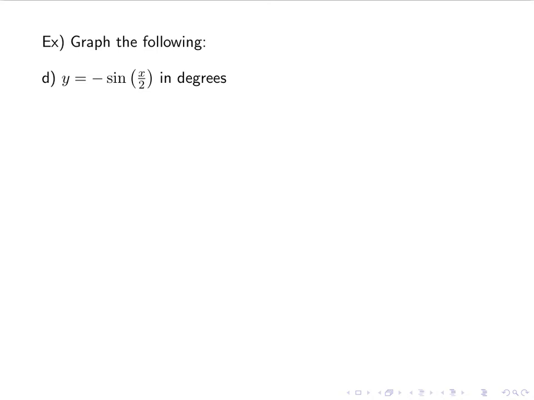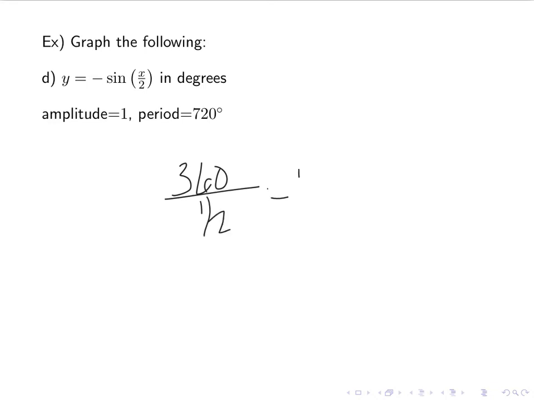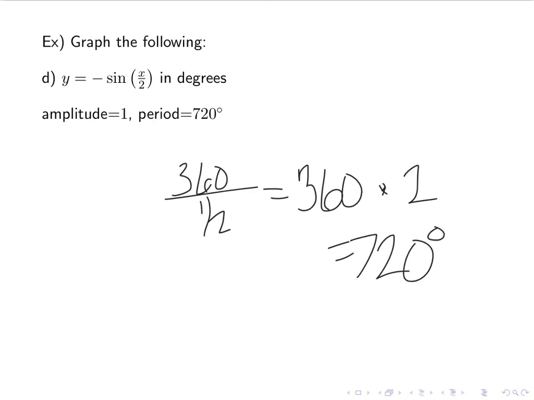Let's try negative sine of x over 2. This time we'll do it in degrees. So start with the amplitude. Again, a is -1, the amplitude is +1. The period is going to be 360 divided by 1/2. So again, we're going to take that 360, multiply it by the reciprocal of 1/2, which is 2. And that gives us 720 degrees as our period. Okay, so be careful when b is a fraction. Make sure you're multiplying by the reciprocal.